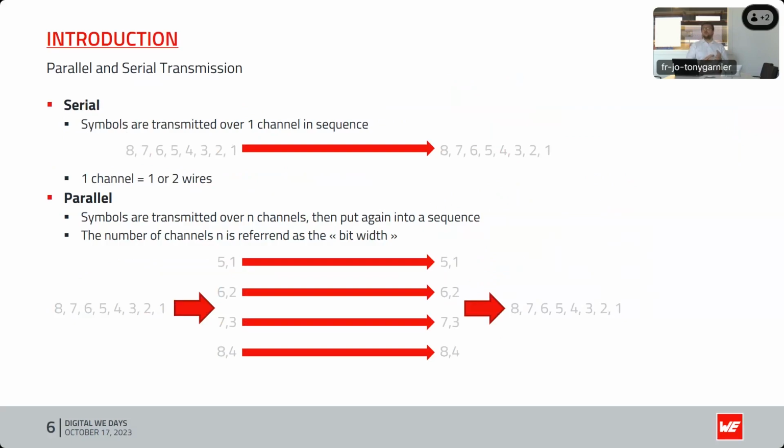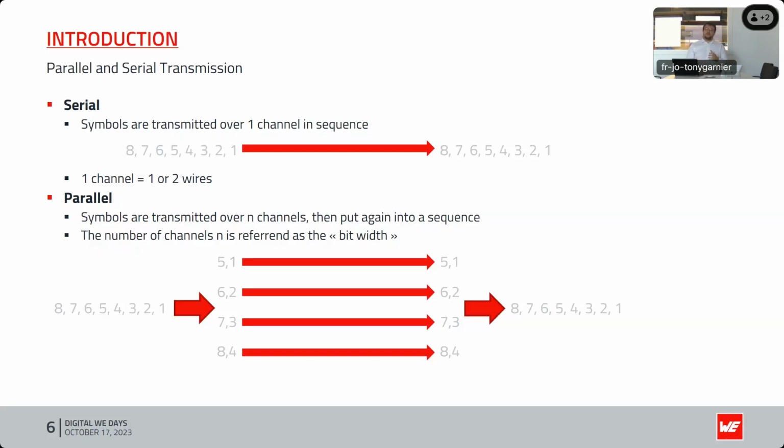Then, to understand all this transmission line, we have two big types of transmission: serial transmission, where the bits are sent 1, 2, 3, 4, 5, 6, 7, 8, and received in the same sequence over one line of transmission. In parallel, you send the same 8 bits over a few lines and rebuild the signal at the end. It involves a bit more than this, but it's a massive concept.